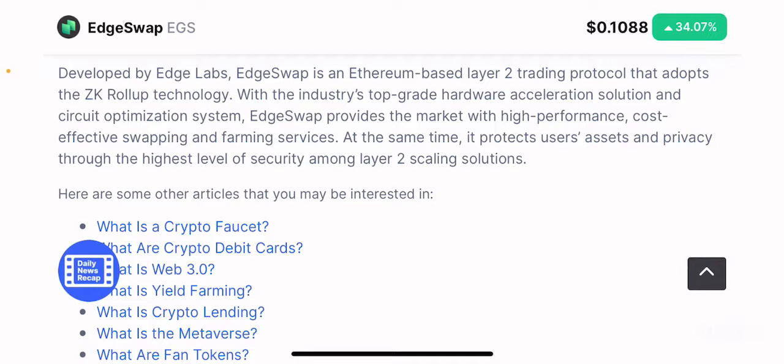At the same time, it protects users' assets and privacy through the highest layer of security amongst layer 2 scaling solutions. So you can basically comfortably do your swaps on this platform with extreme security, as well as some of the best layer 2 scaling solutions out there, right? So that's the main goal and the focus of EdgeSwap, right?